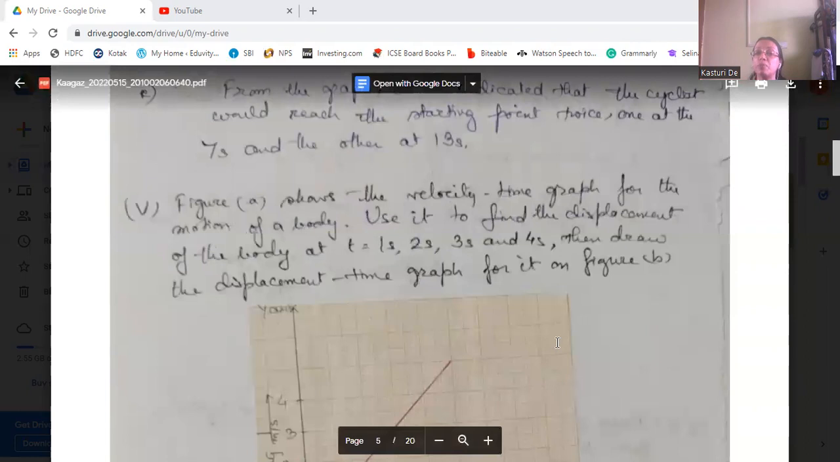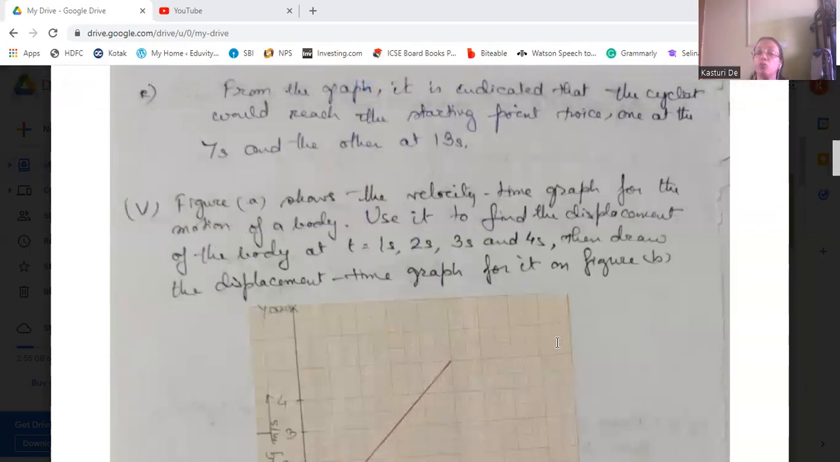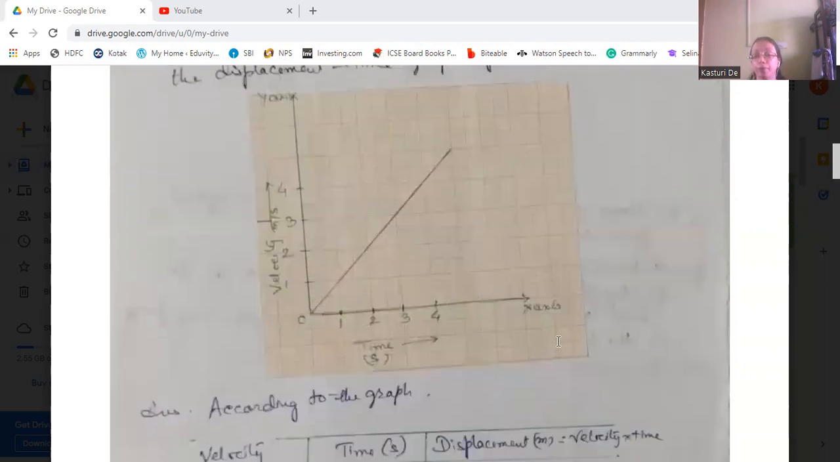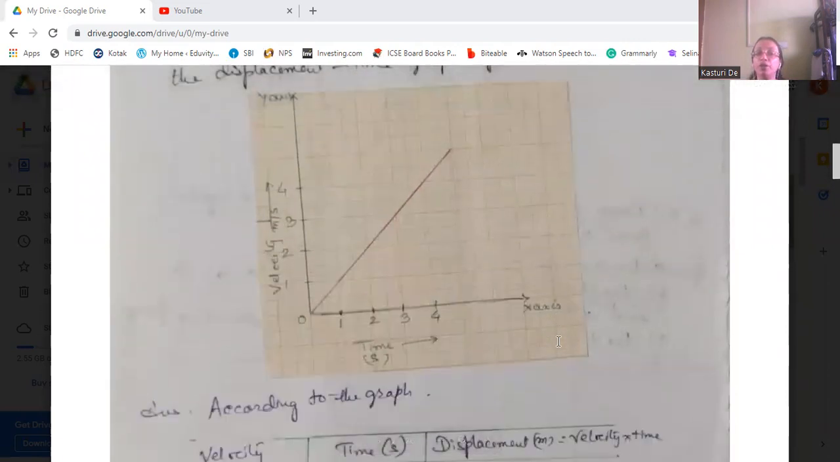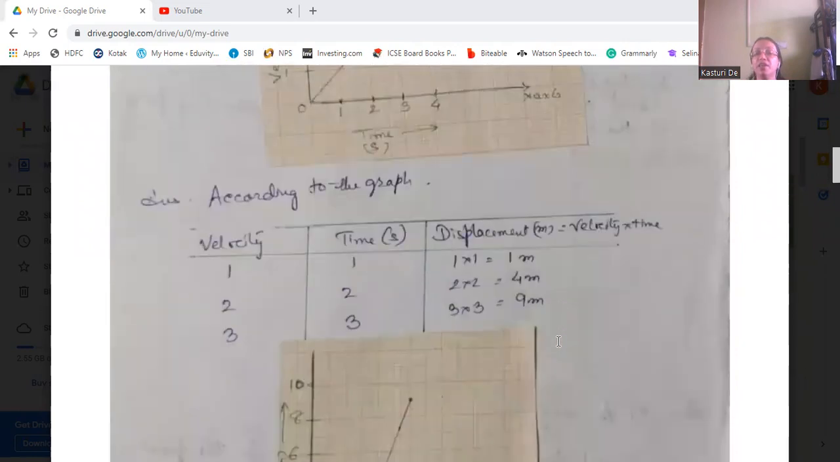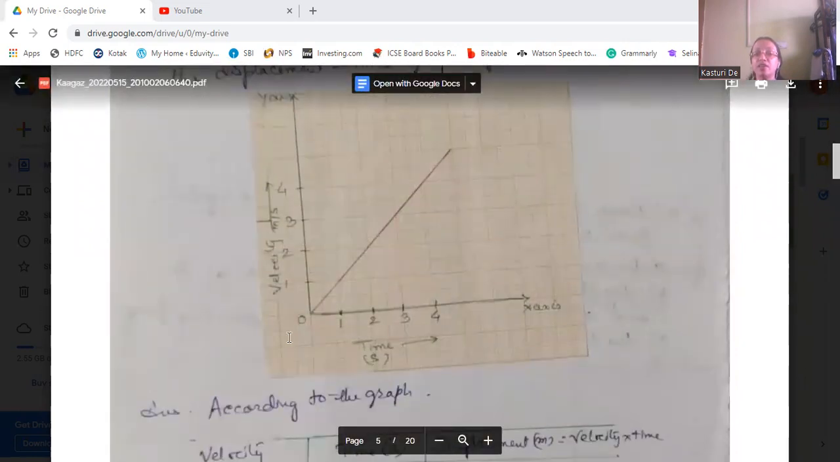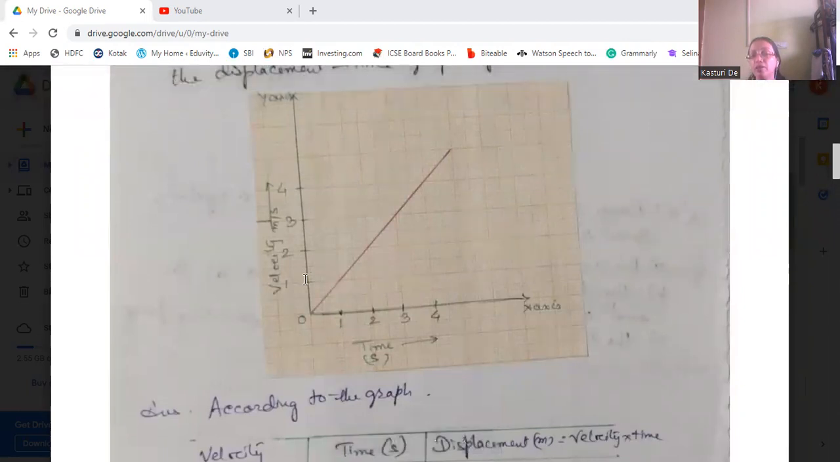Now, the next figure shows the velocity time graph for the motion of a body. Use it to find the displacement of the body when t is 1 second, 2 seconds, 3 seconds, and 4 seconds, then draw the displacement time graph from it on figure B. So this is the figure.